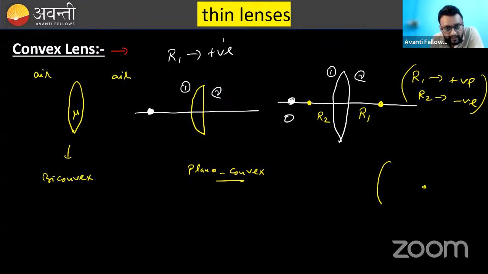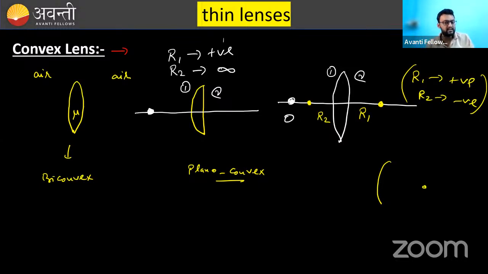The radius of this plane surface. What is R2? Most of you will answer that R2 is a plane surface. Can you answer what about R2? What about R2? Okay, let me tell you. The plane surface has infinite radius of curvature. Radius is a part of a circle.